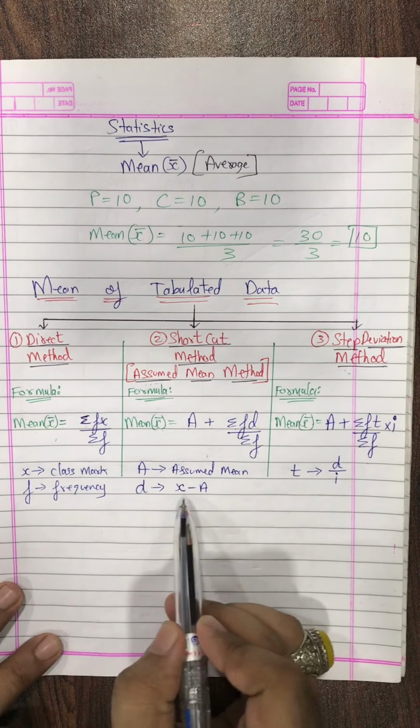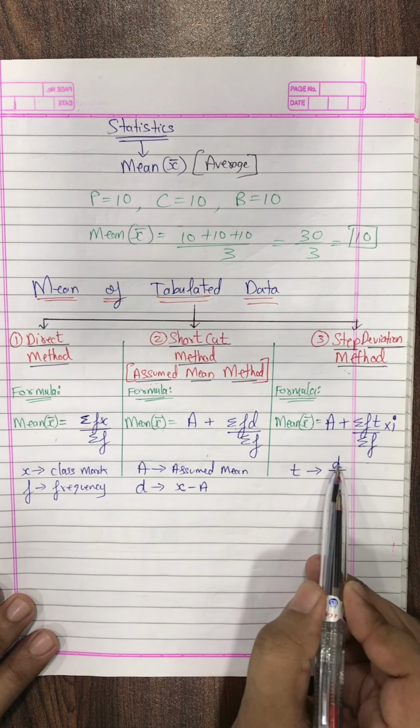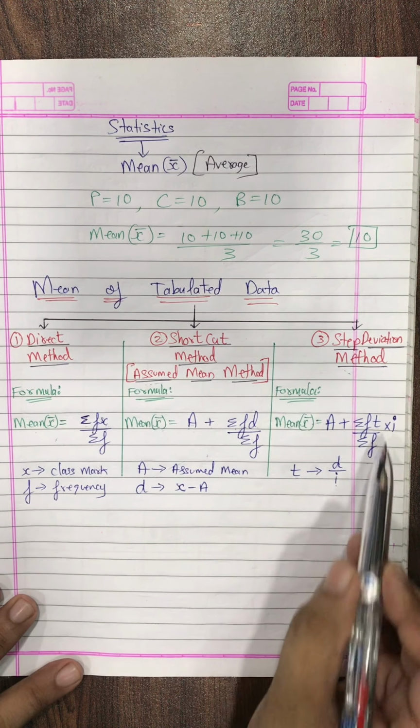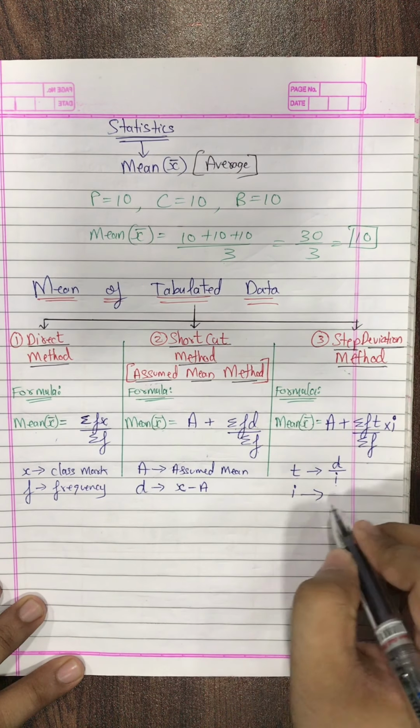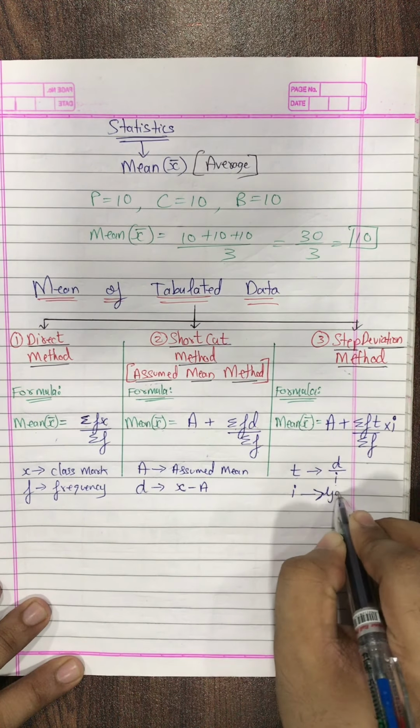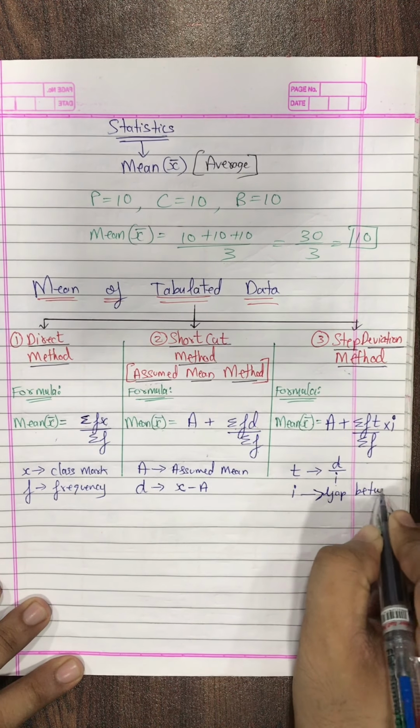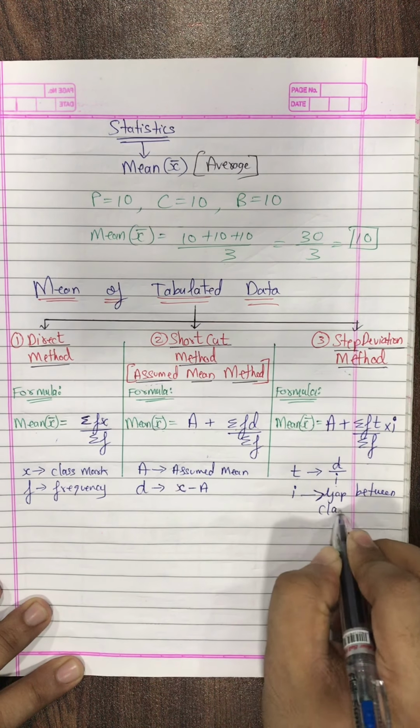Okay, d was x minus a and t is what? D upon I. What is I? Now what is I over here? I over here is the gap between the class marks.